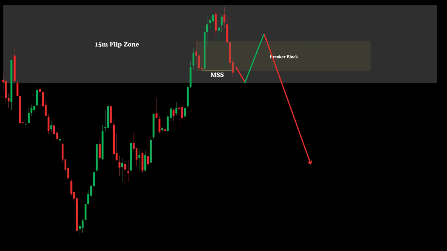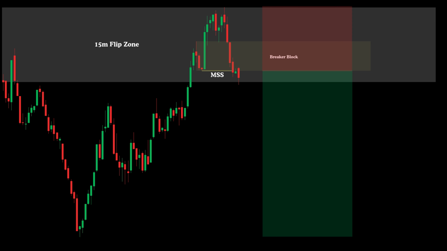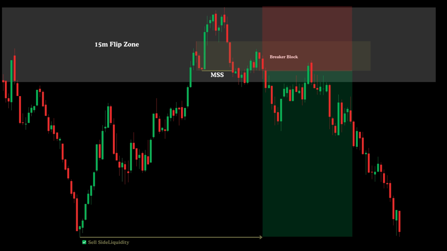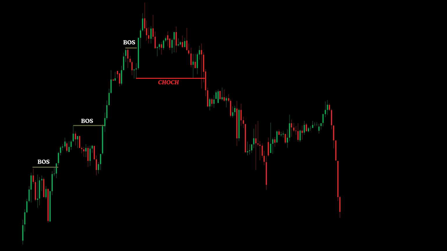sell-side liquidity. Next, I'm placing my entry at the lowest point of the breaker block with my stop loss just a few pips above the higher high. For take profit, I'm targeting the sell-side liquidity below this swing low. Now, let's see if the trade plays out successfully. As you can see, price pushed higher, activated the sell limit order, then moved lower, and eventually hit the take profit. Now, let's move on to the next real chart example.